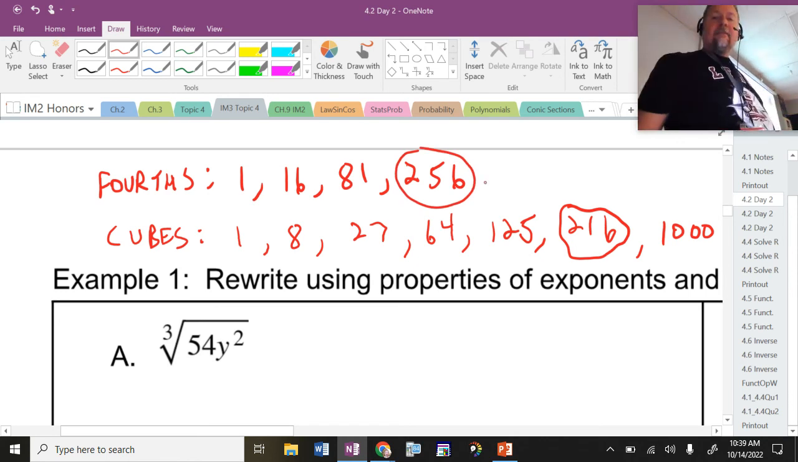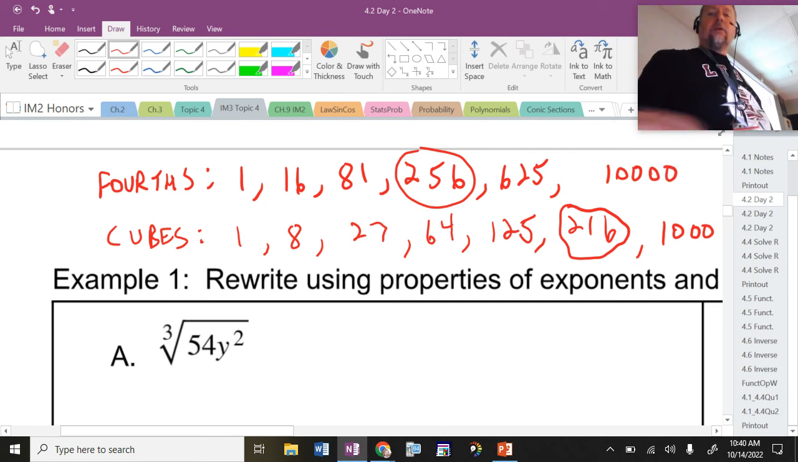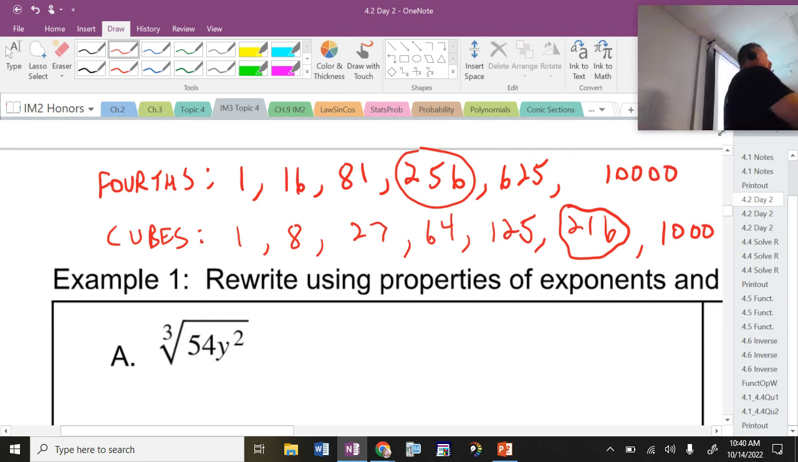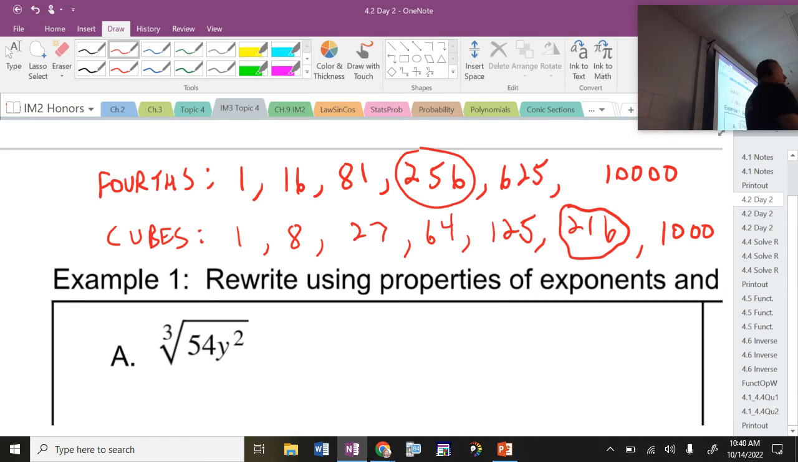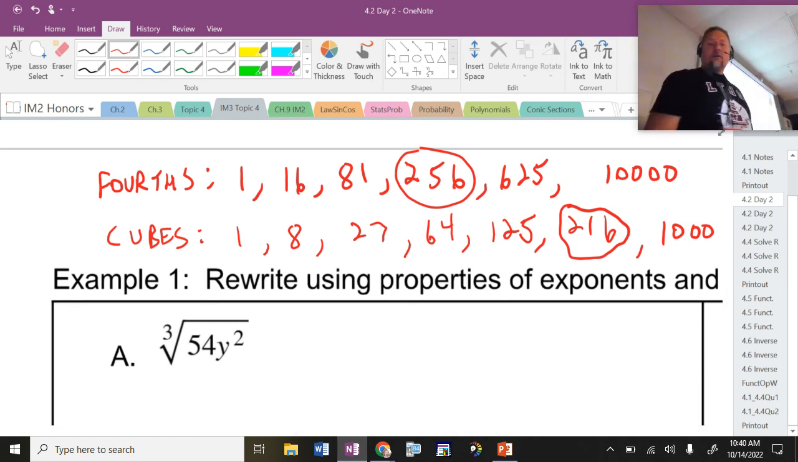But this is not. 5 times 125 is 625. And then I'll stop there. Oh, no, I won't. 10,000. And so on, any power of 10 should be simple. Okay? Should be simple to deal with. Okay, so all of those I think are reasonable to remember.